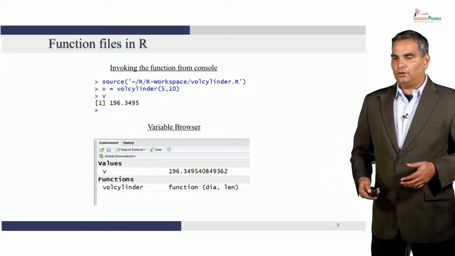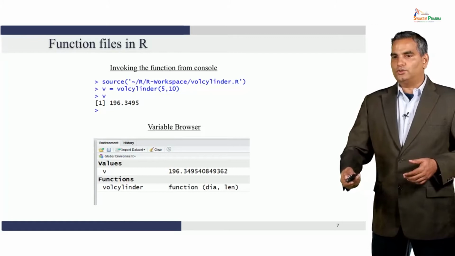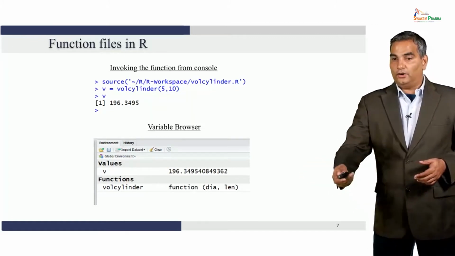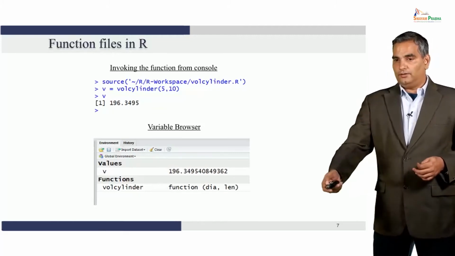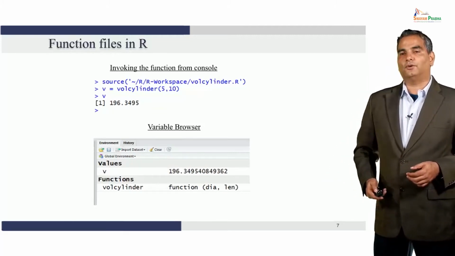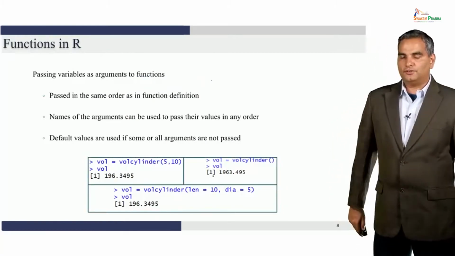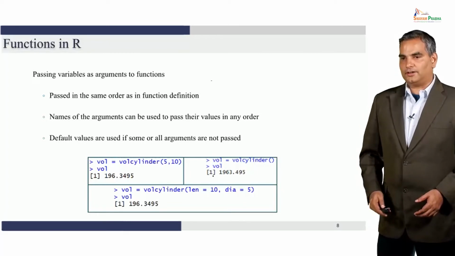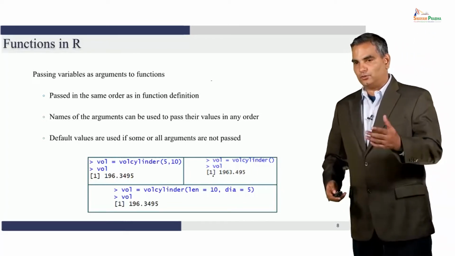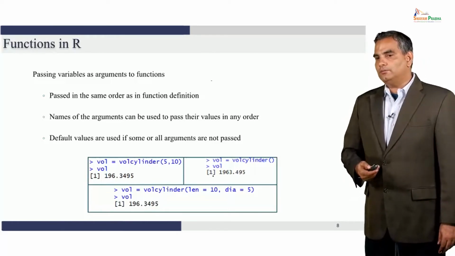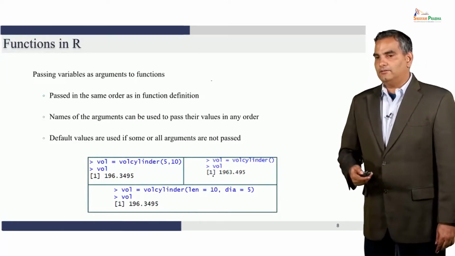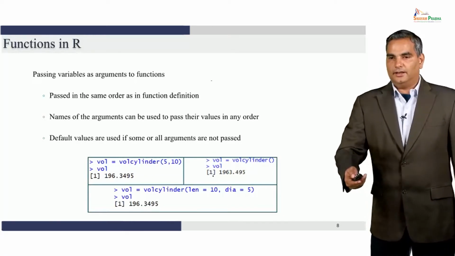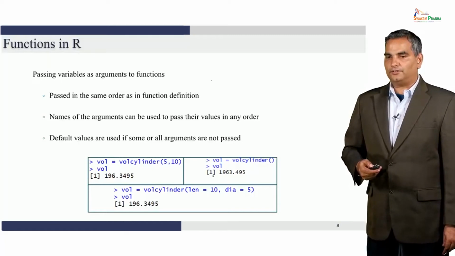196.3495. And if you go to the environment window, you would see that you have v as the volume of the cylinder that is calculated, and you would also see the functions that you have loaded, which is volume cylinder, that you have loaded for doing this. So there are many ways in which we can access this volume cylinder. One way is to actually pass arguments to the function and then calculate the volume of the cylinder, which is what we show here in the slide. So we say volume is volume cylinder 5, 10, which basically says 5 is the diameter of the cylinder and 10 is the length of the cylinder. And then you get a volume which is 196.3495.